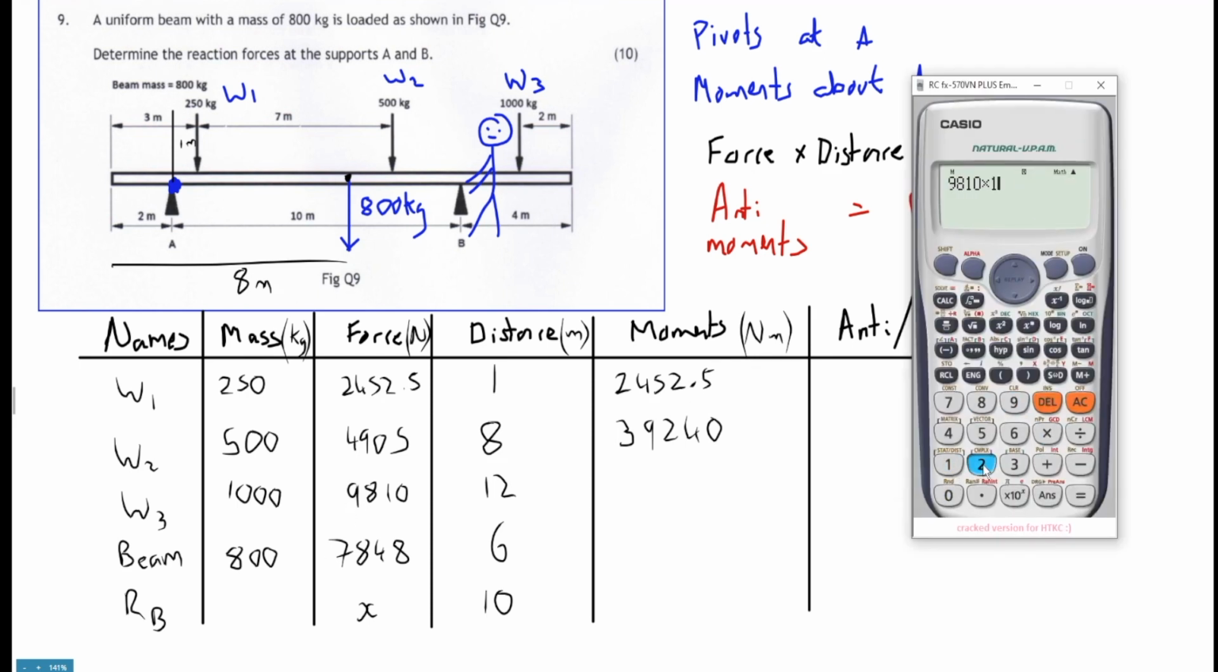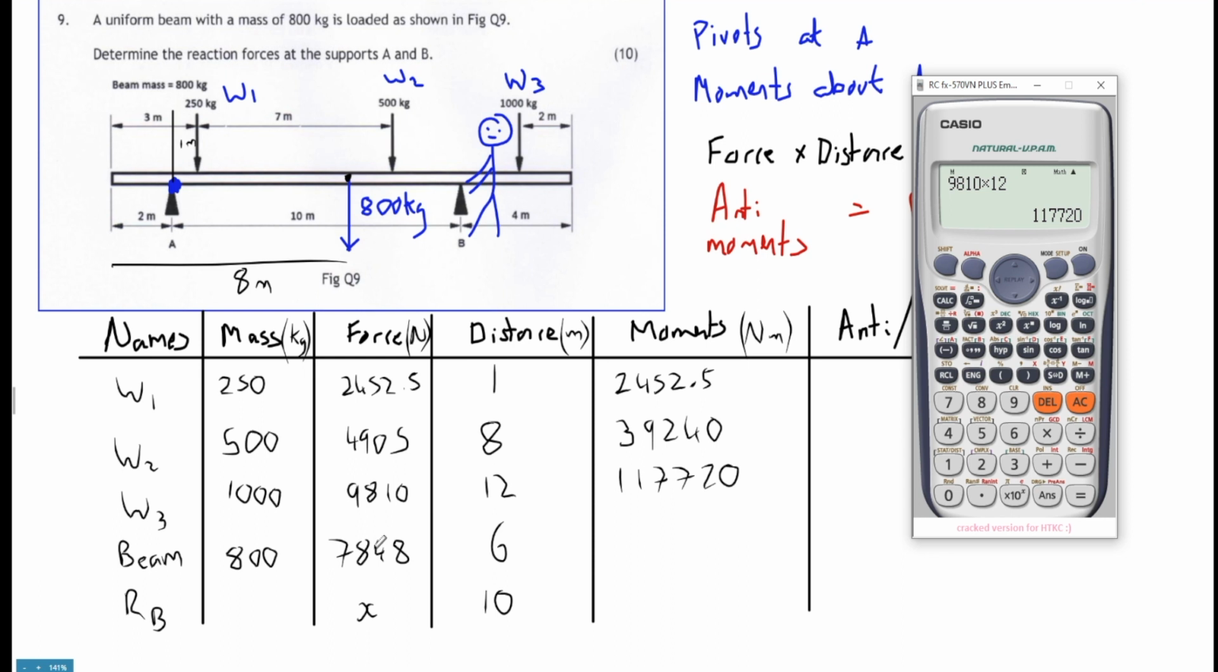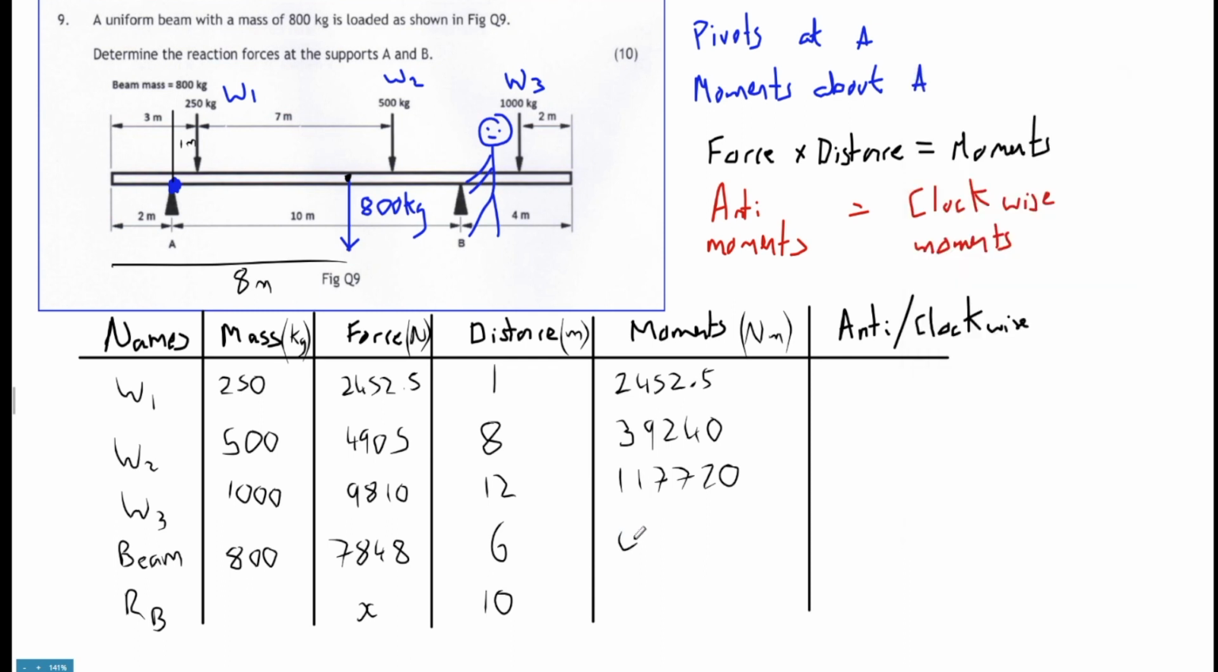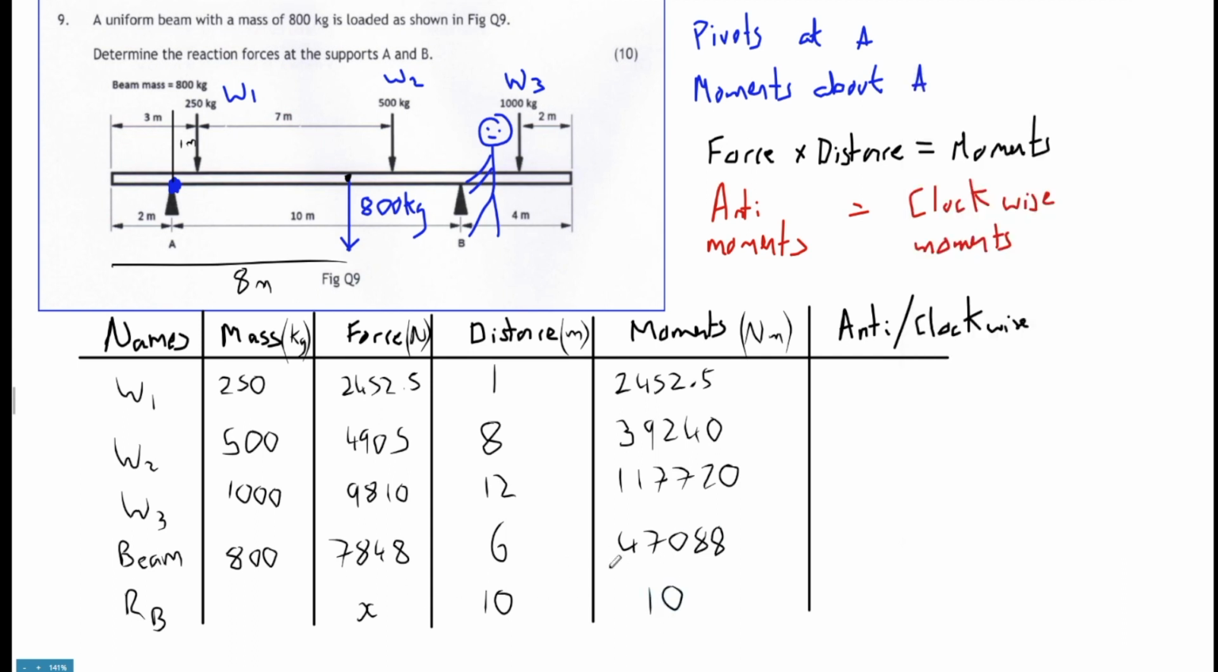9810 times by 12 is 117720. Quite big numbers, but we can handle it, no problem. 6 times by 78.48 is 470.88. And 10x on this last one, because we're just going to multiply them across. We don't know what that is, but we're going to call it 10x.